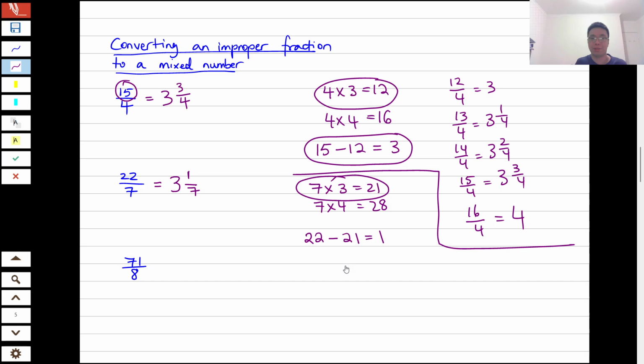Now, if it helps, I'll write it down here. What we're saying is 21 on 7 is 3 wholes. And therefore, 22 on 7 is just the same as 3 plus another 7th.